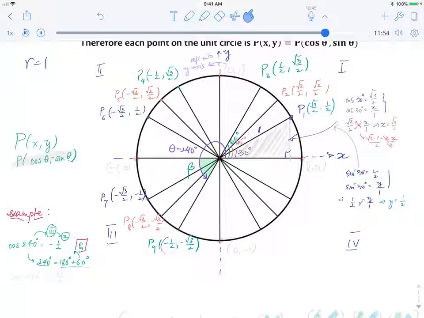Given that I've used the coordinate negative 1/2, what would be sine of 240? Negative root 3 over 2. Negative root 3 over 2. That's right.